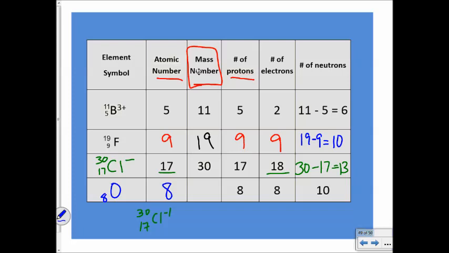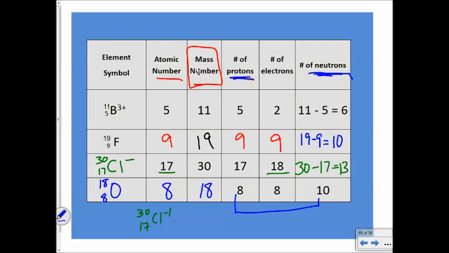Now, how do I figure out my mass number? What's in the mass number? Neutrons, yes. What else is in the mass number? Who's in the nucleus? The protons and the neutrons. So we're going to add those two together to get our mass number. 10 plus our 8 gives us 18. So now I can fill that in, my 18.